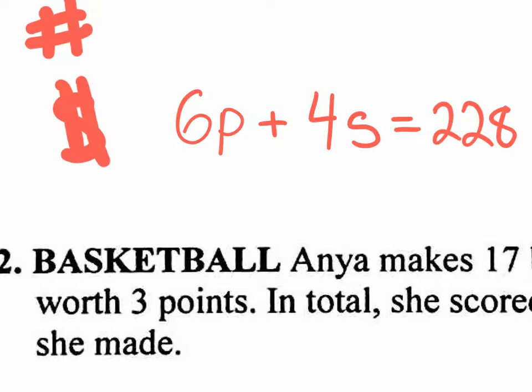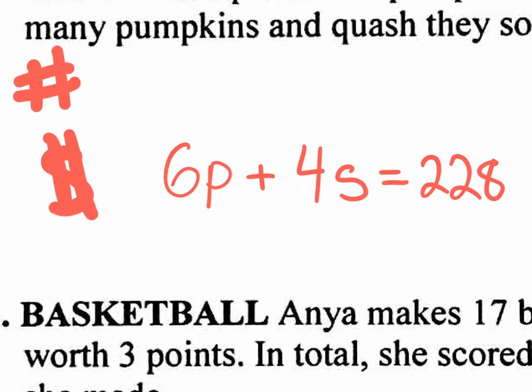Does everybody understand how we came up with that equation? Yeah. If it would have been $5 a pumpkin, you would put 5 times P. If it were $3 a squash, you put 3 times S. Nice and simple, right? And then the total amount of money, there you go. Now, the other equation, the one I'm going to write above it, is going to be based on numbers.